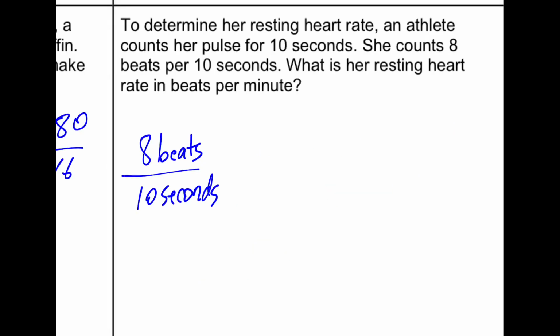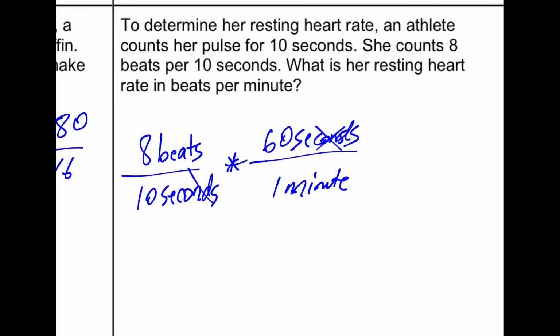If we have 8 beats per 10 seconds, well, you could just multiply this by 6, and that'll give you 60 seconds, which is 1 minute. But if you wanted to do it formally, you can multiply by 60 seconds per 1 minute. And this allows you to cancel out seconds. So we have 8 times 60, which is 480, divided by 10, or 48 beats per minute.